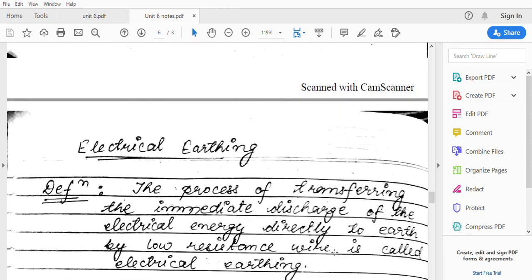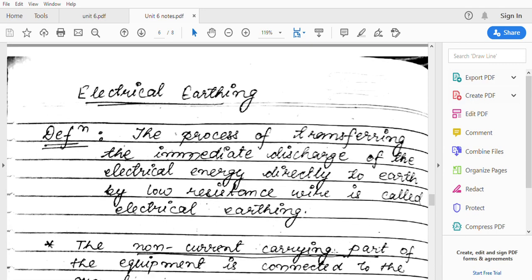Now coming to electrical earthing. What is electrical earthing? This is also a very important topic in the 6th unit. So electrical earthing is the process of transferring immediate discharge or leakage of the electrical energy or the electrical current directly to the earth, and this discharge is continued through a low resistance path, and this is known as electrical earthing. So if there is a leakage current or a discharge of electrical energy, we need to directly transmit it to the earth or ground through a very low resistance path, because if you provide that low resistance path, the current will flow easily.